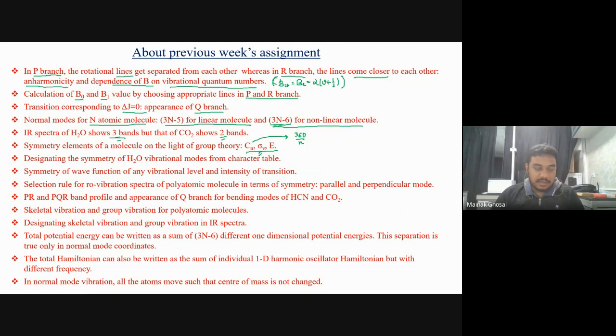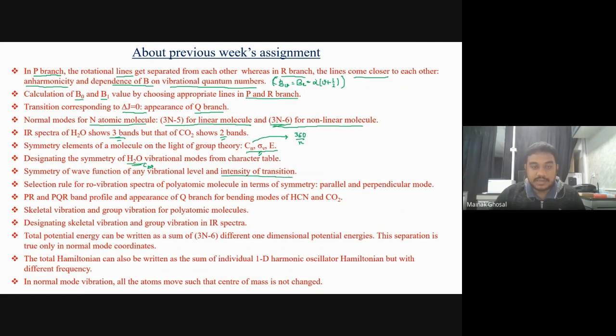And then we discussed the symmetry elements present in the water molecule. Water molecule has the point group C2v, and the C2v point group contains a C2 axis and 2 sigma v elements. So one E, one C2, and 2 different sigma v. And then from this, the vibrational modes were calculated, which corresponds to which one. Then the symmetry of wave functions of any vibrational levels was determined, and what the intensity of transition should be was also talked about.